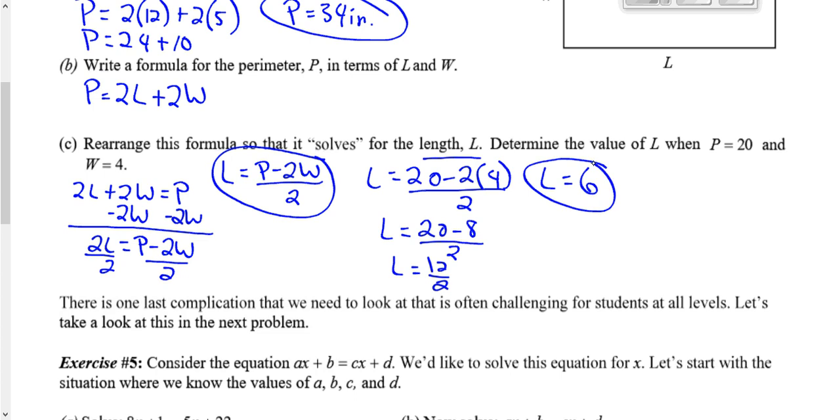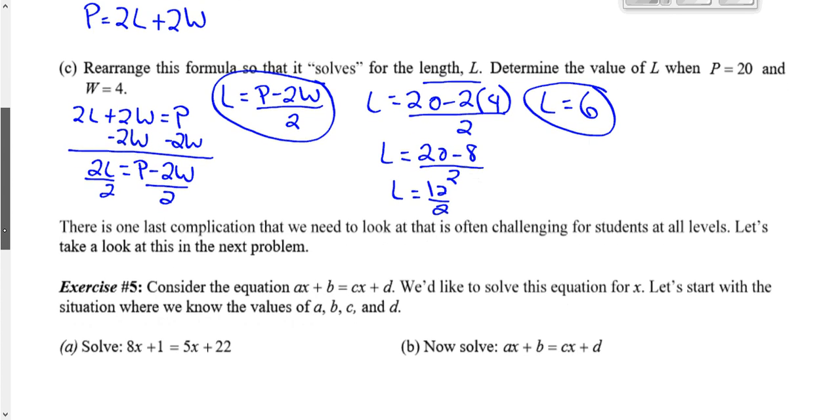Okay? So this would be handy, like if you had a bunch of them where you had to find the length, give them the perimeter and the width, it'd be convenient to take this out of its current form one time with L, right? Does that make sense? Yeah, you'll find that in science frequently, okay?